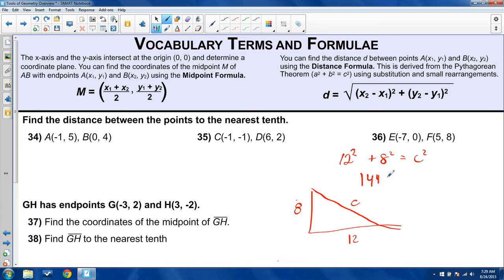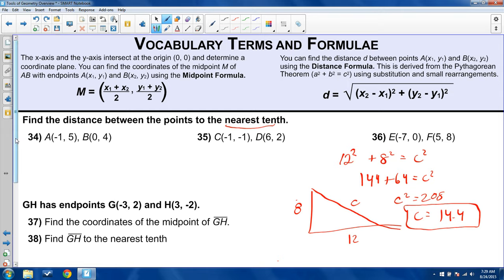So 144 plus 64 is C squared. C squared is 208. And C is the square root of 208. Should be between 14 and 15. It is 14.4. About. These are all approximated. They're rounded to the nearest tenth as they were asked.